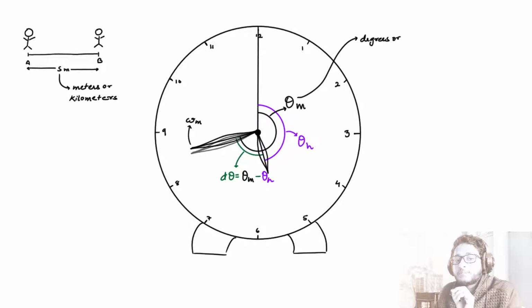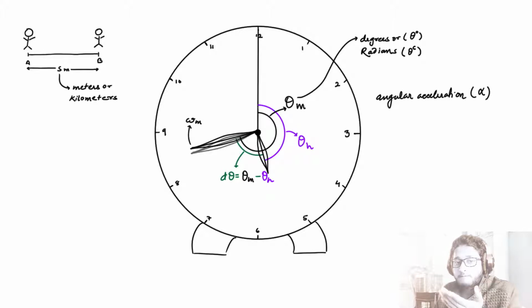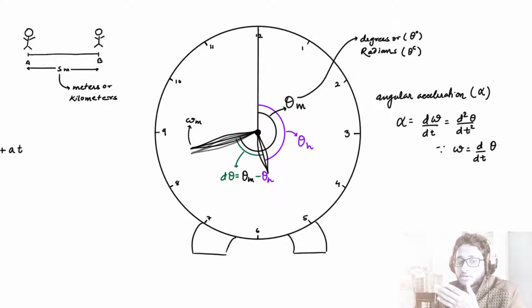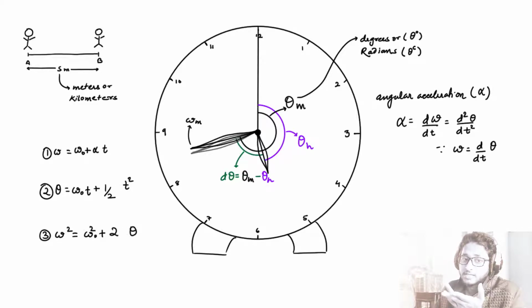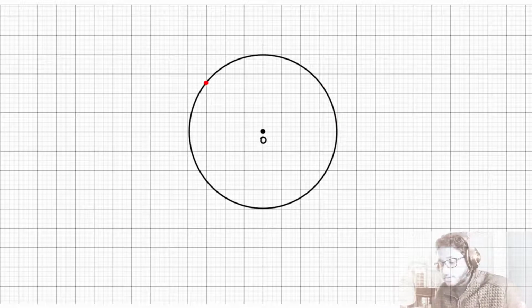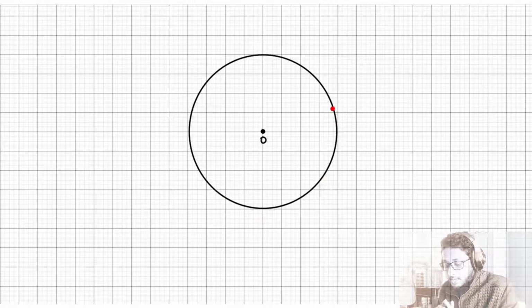Let's take, for example, the first equation for linear motion. v equals u plus at, where v is the final velocity, u is the initial velocity, a is the acceleration, and t is time. In circular motion, we will have omega equals omega naught plus alpha t, where omega is the final angular velocity, omega naught is the initial angular velocity, alpha is the angular acceleration, and t is time as always. And in this video, I'm going to talk about unit vectors along the radius and the tangent.